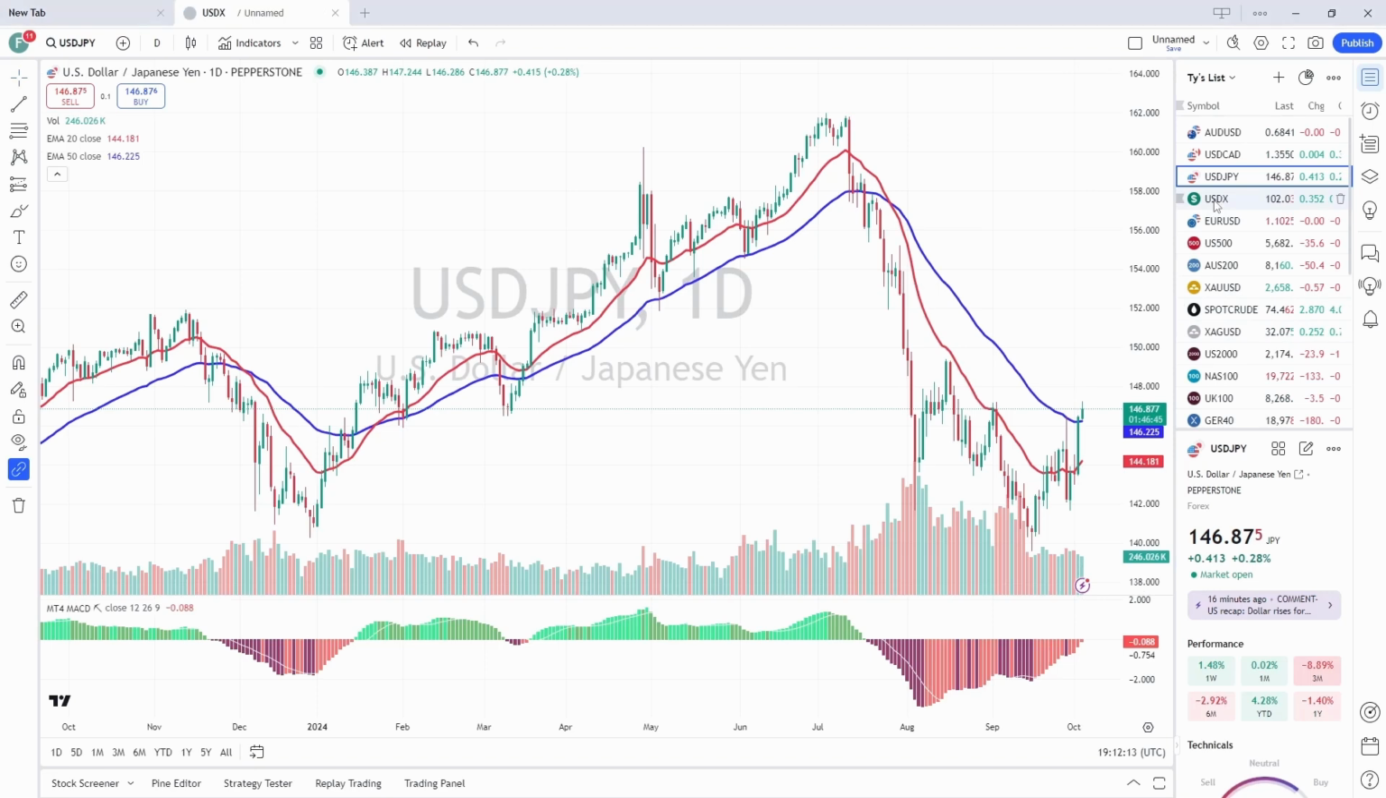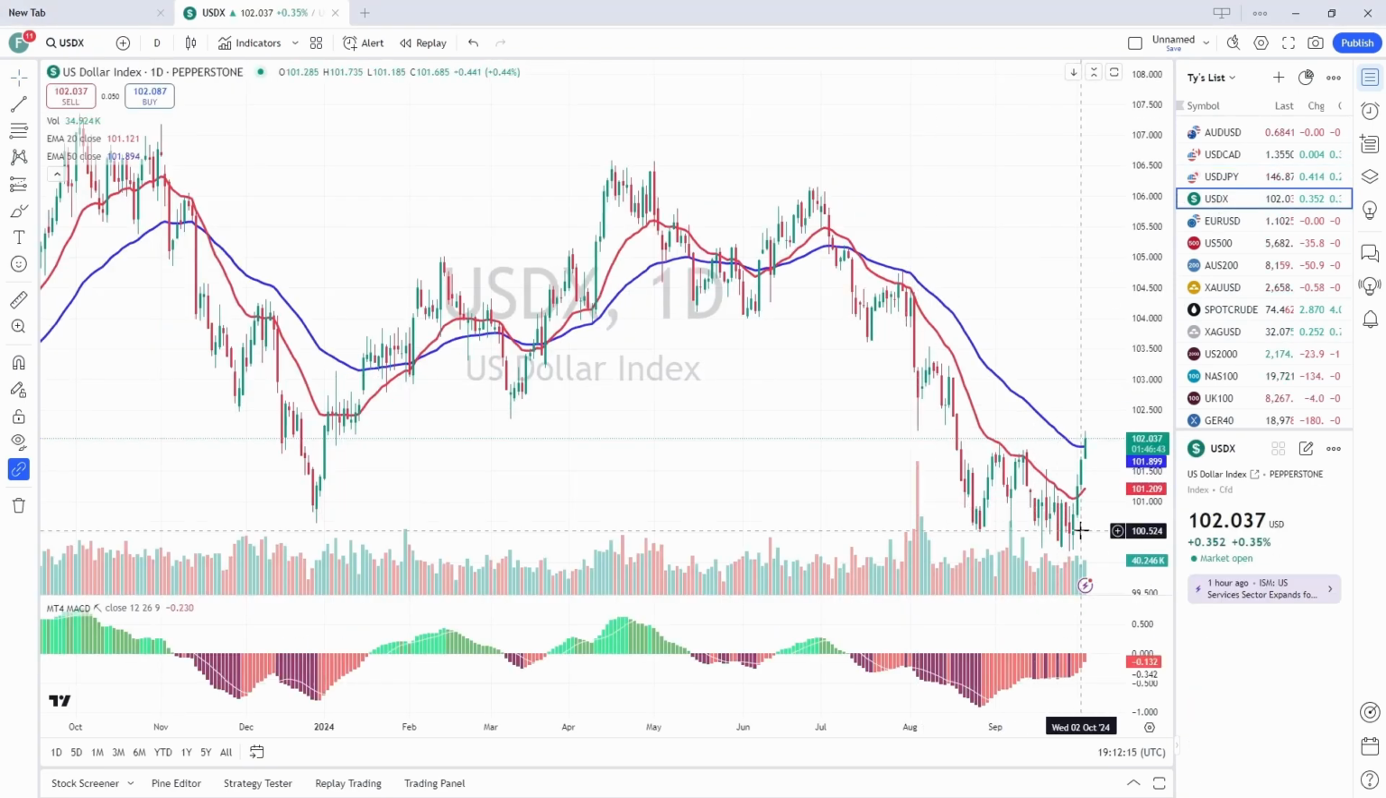All right, we'll move on now to the dollar index. Again, another really big breakout move. Really, really good to see. This has also got MACD divergence. You can see here the lower, it's class A bullish.